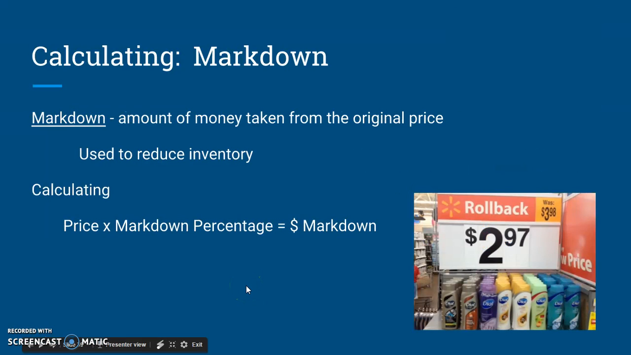Markdown is the amount of money taken from the original price. This is used to reduce inventory. It could also be used to try and stimulate growth within a product that might be in the maturity, saturation, or even decline phase. And we want to calculate the markdown. We want to make sure we calculate the markdown to give a proper markdown. We don't want to mark it down too far. We're going to take the price times the markdown percentage, which is going to give us the markdown.